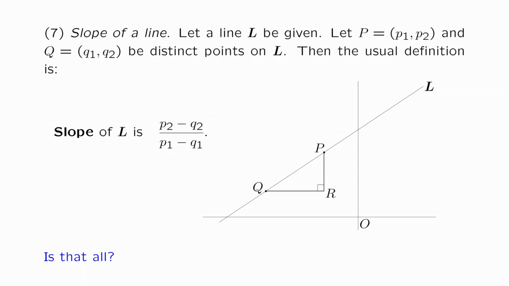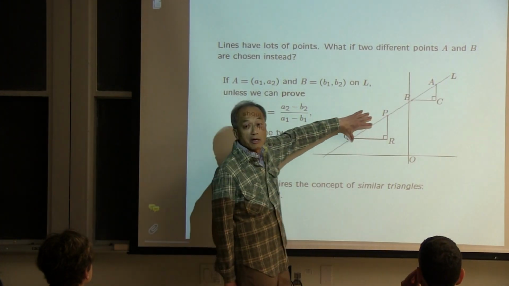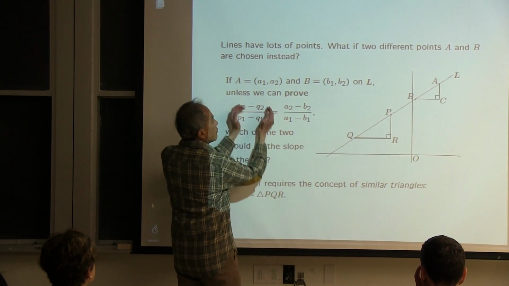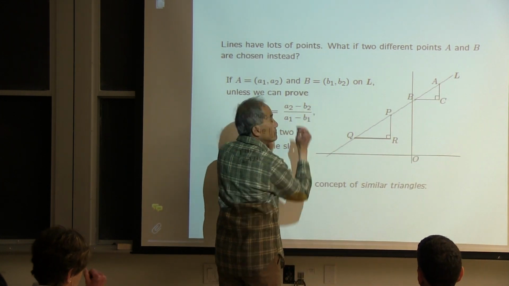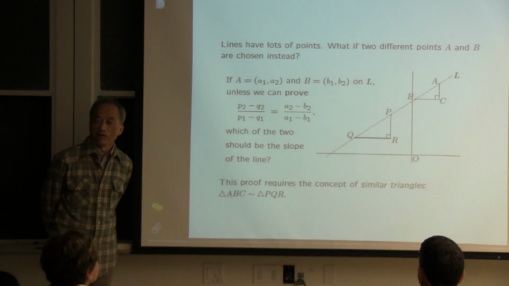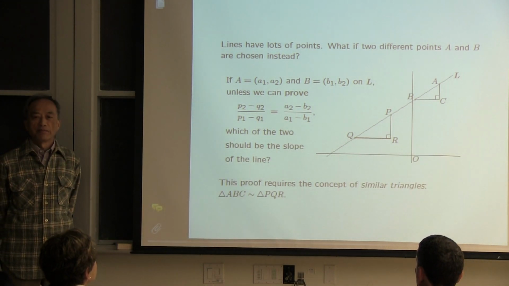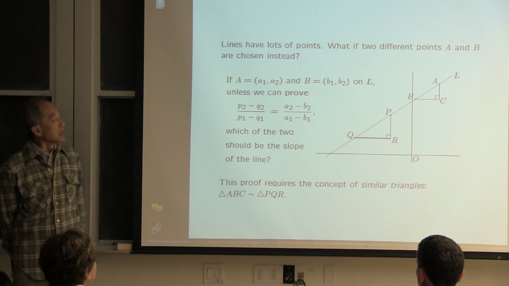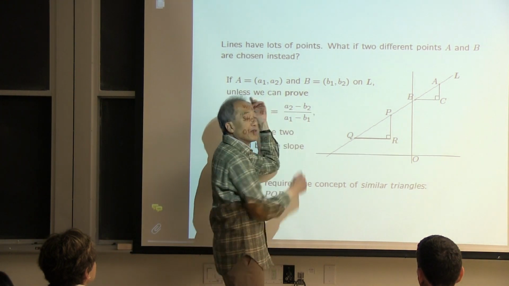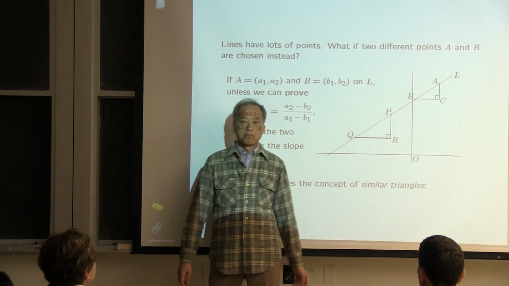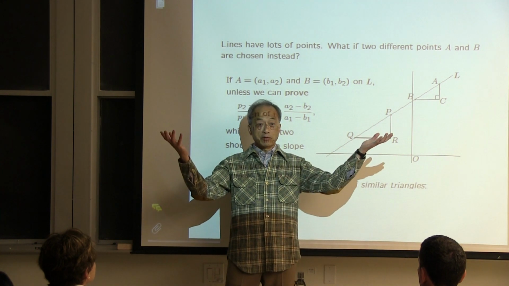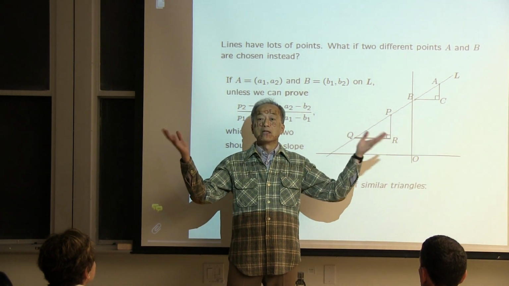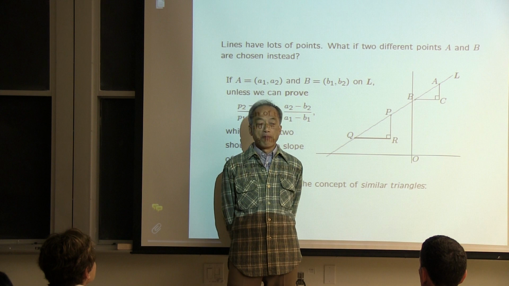A line has many points. You said take 2 points, and you've got that number, right? What if you happen to take 2 other points? You get this number, this number. But then you have a crisis, because which is your slope? Which is it? This one or this one? What do you think? Let's put it to a vote. Which one is it? Is that something we put to a vote? Or do you have to do something other than democracy in learning mathematics?